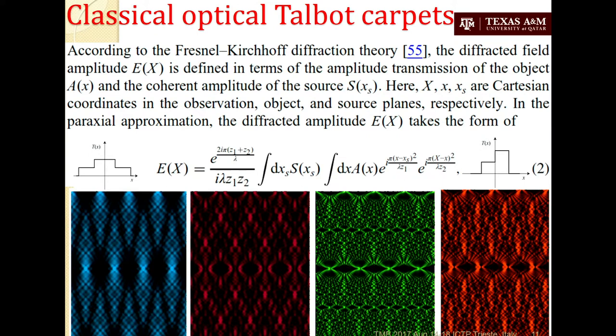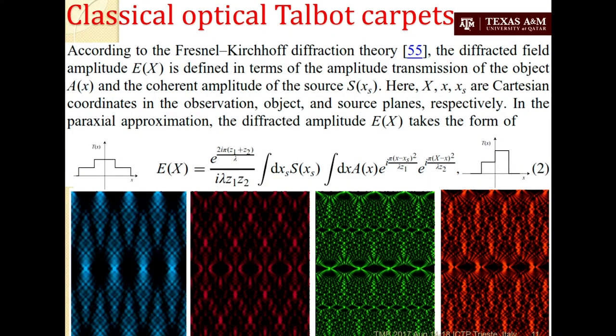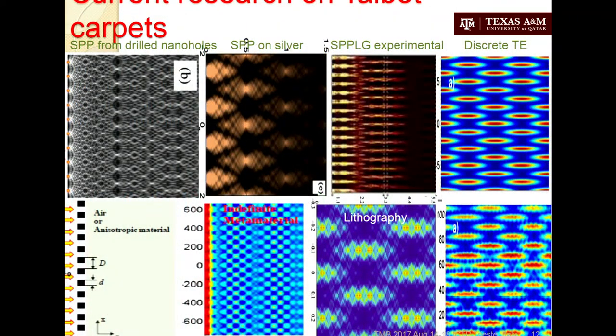And the theory just comes from the Fresnel diffraction theory. So you need to get the diffractive field amplitude. You define it in terms of the amplitude transmission of the object A of x right here. There are the phase factors there. Then the coherent amplitude of the source. This is how the source is distributed. And then E is obtained from this formula, provided you add another propagation constant there. And this S, which is for some reason called T here, could be symmetric or asymmetric. So these are the Talbot carpets coming from up and going down, which could be symmetric or asymmetric as it is. And what is the use of this relatively unknown and esoteric effect?